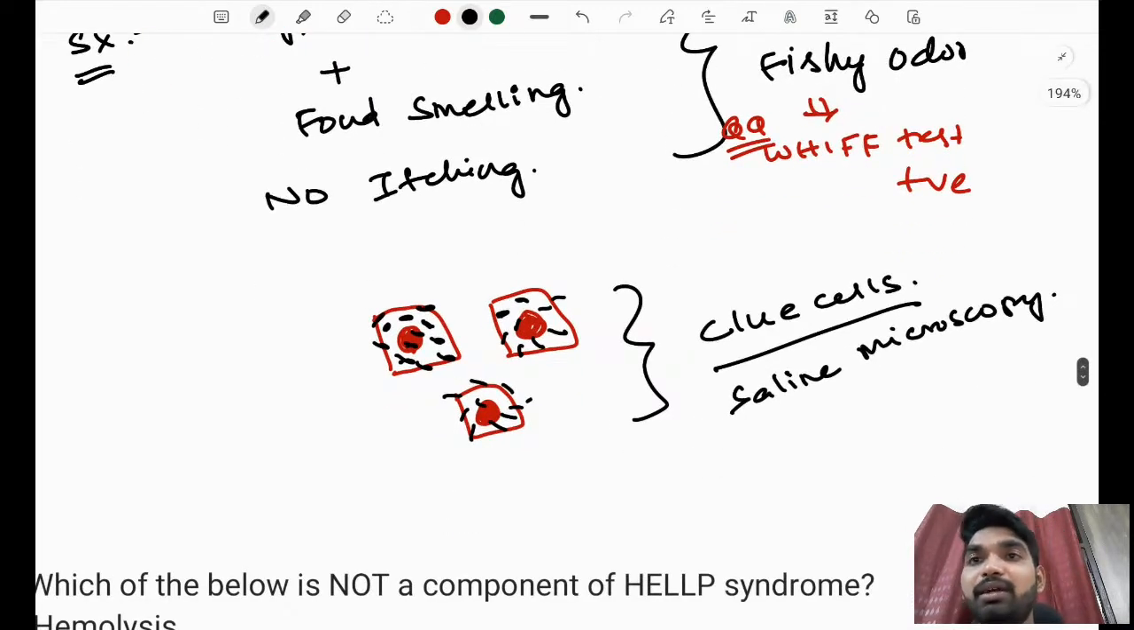So leave that. And what will be the treatment in bacterial vaginosis? Since it's a bacterial infection, you need to give antibiotics. It is metronidazole. Yes, completed.